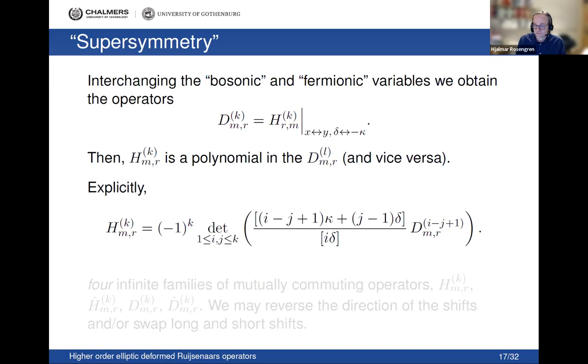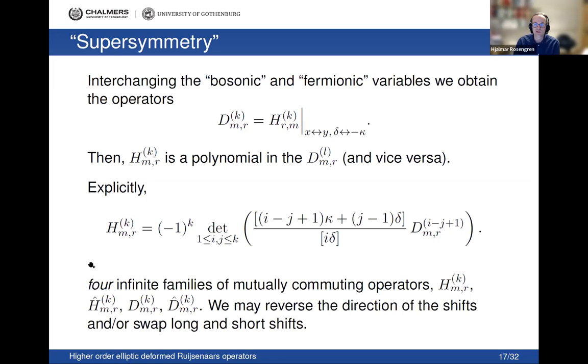So, all in all, we have four infinite families of mutually commuting operators. Never mind the notations, but I have the ones I started with. Somewhere I reverse the direction of all the shifts. Somewhere I flip the long and the short shifts, and I could also do both at once. Then I get four infinite families of operators, and everything in this family commutes with everything else. Of course, they are not all independent, but there are lots of operators around here.